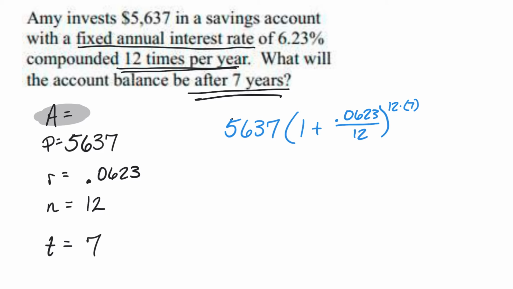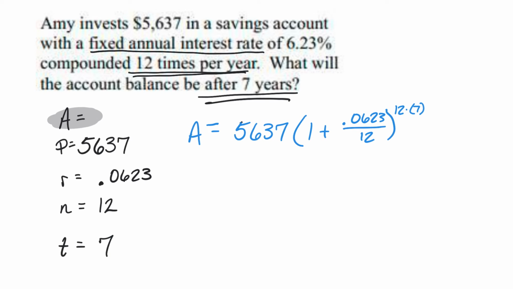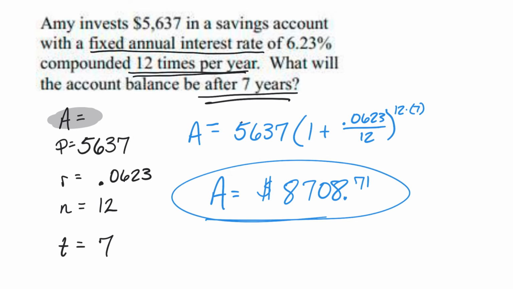When I put this in my calculator, the answer that comes out is my investment is worth $8,708.71. And that seems reasonable. 7 years later, this investment is less than doubled. 12% interest, not a bad interest, so that number is reasonable.